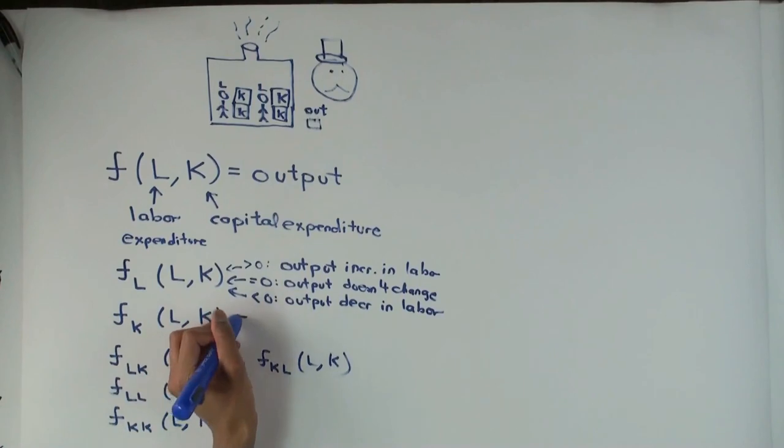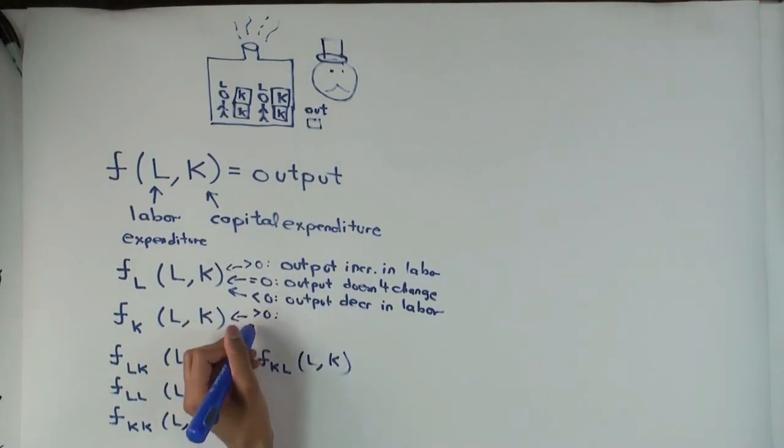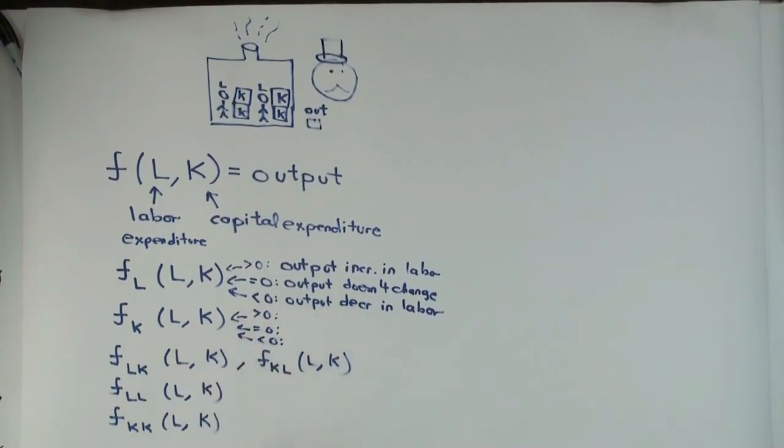Now, F sub K, same story. Okay, so this is with respect to capital. I won't write it down, but it's the same story, but now you have capital instead of labor. Okay? Now, what are these mixed partials and what are these second order partials?